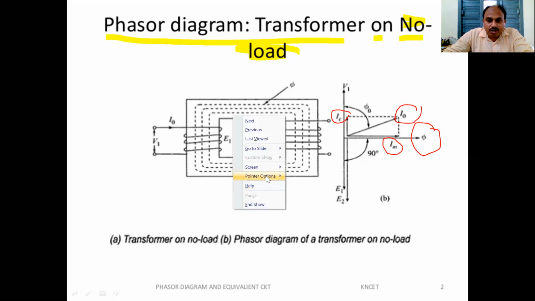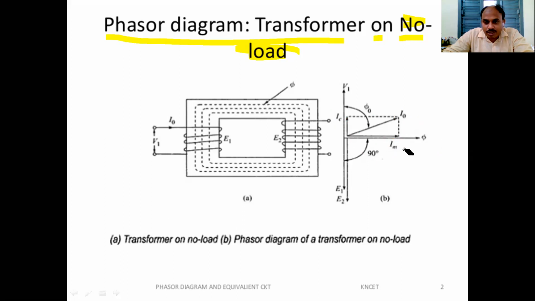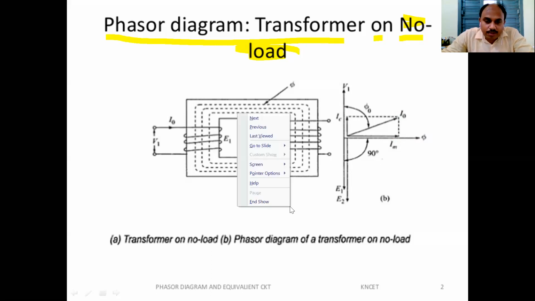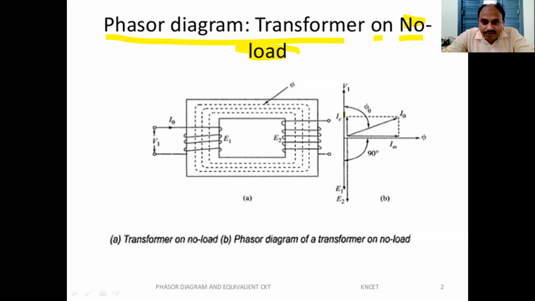The magnetizing component of current produces the working flux phi, so that current is in phase with this flux. The core loss component's purpose is to meet the losses, so it is also called the active component of current. The purpose of IC is to meet the losses in the transformer, and the purpose of IM is to produce the flux.